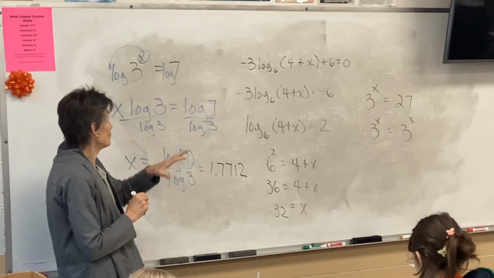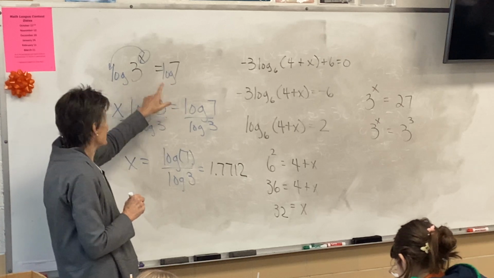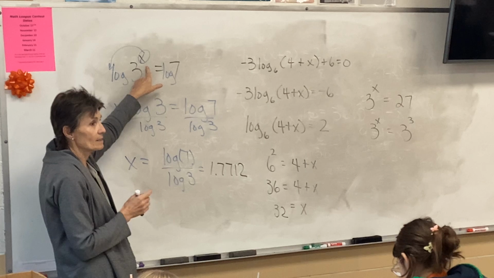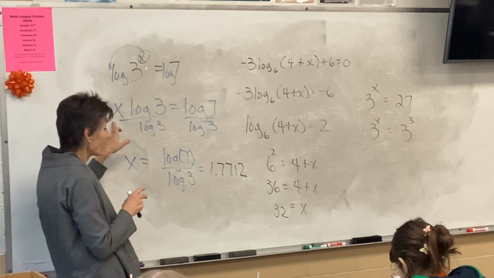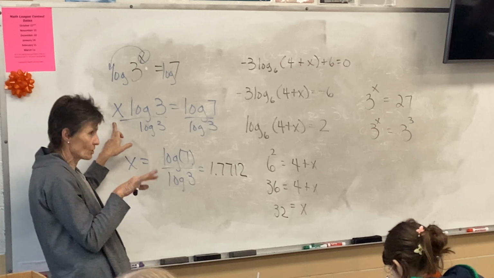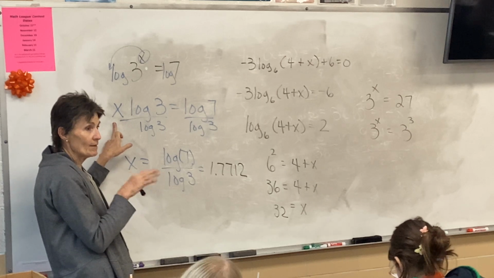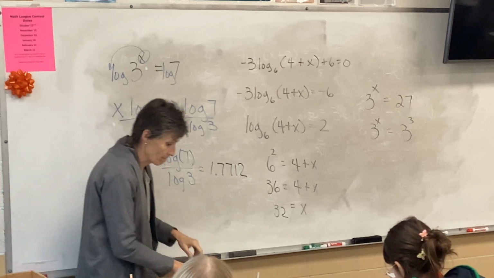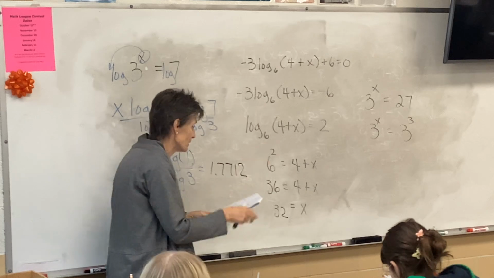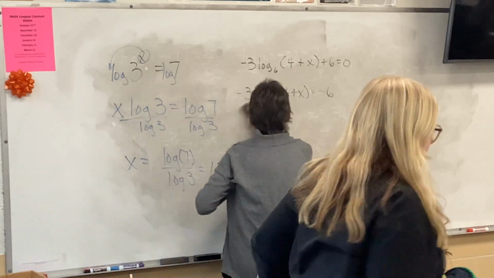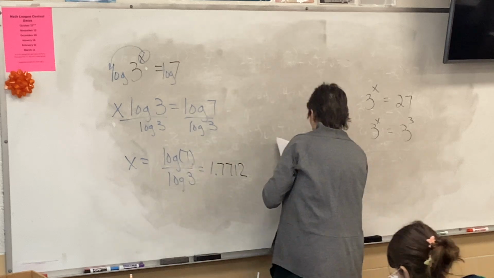So the issue here was we couldn't get a common base. So we can't figure out what that exponent is. So if we take the log of both sides, then it's not an exponent anymore, it's a coefficient. Right? And then I can solve for it by dividing. All right. Next.